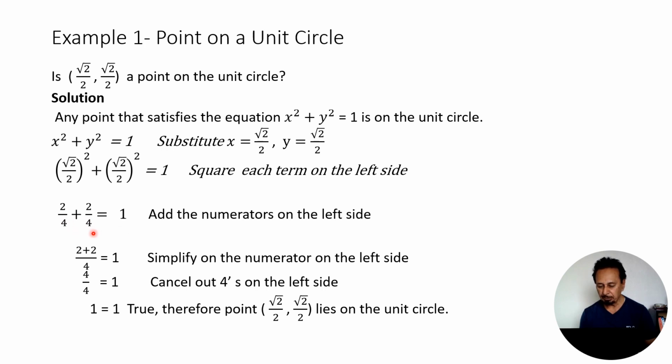Now we have the same denominator, so we can add the numerators, so we get 2 plus 2 over 4. 2 plus 2 is 4, and 4 over 4 is 1. So you can see the left side is 1 and the right side is 1, they're equal, so the statement is true for this point on this equation. So we can say yes, this point lies on the unit circle.